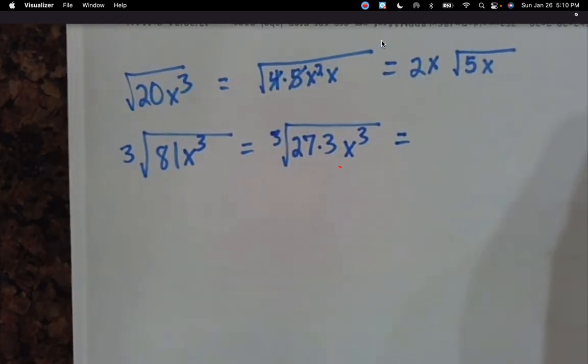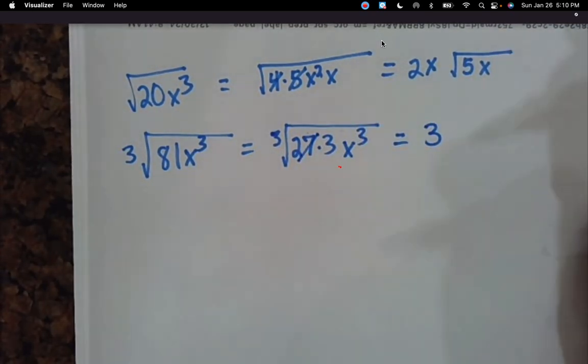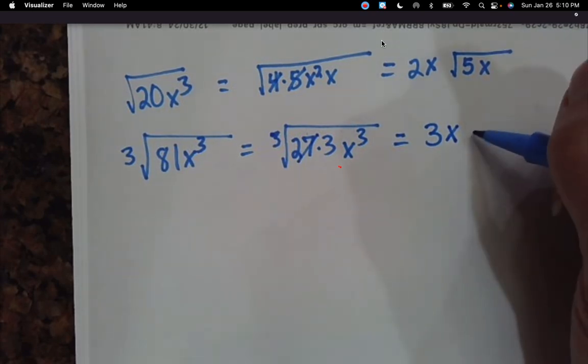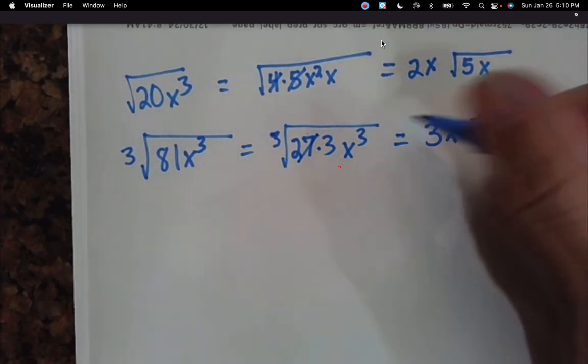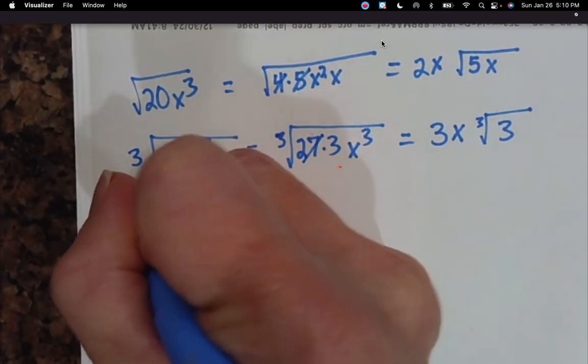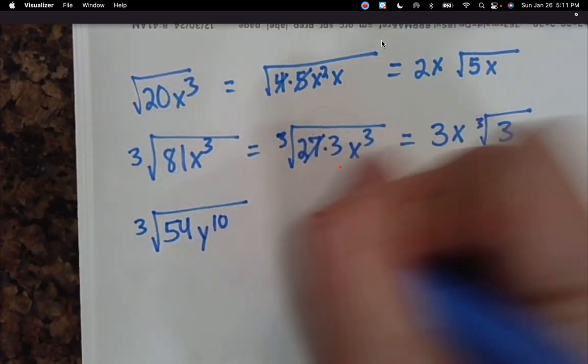So what is the cube root of 27? Well, that was 3. Bring out my x. And then what's left under my little cube root is that 3. Let's do one where it doesn't divide out. 54y to the 10th. Okay, the cube root of 54y to the 10th.